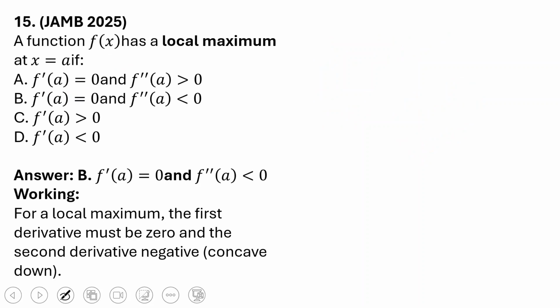Then 15, a function f of x has a local maximum at x equals a if f prime of a, that is, differentiate this first. You understand? If you put a inside the differential, you get 0. And at the same time, differentiate again. If you put a inside the second differential, less than 0 or minus, it becomes a local maximum. Remember, we have talked about local minimum before.